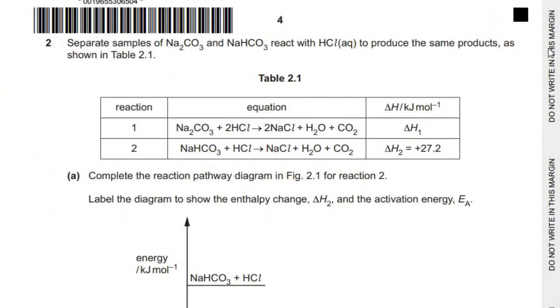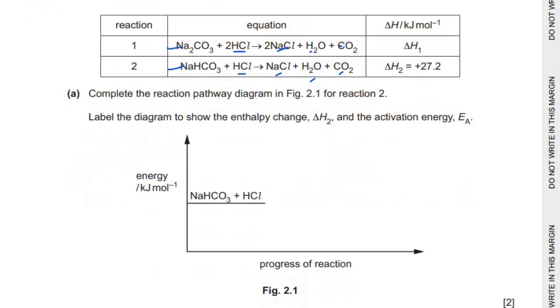Let's go ahead with question 2. Separate samples of sodium carbonate and sodium hydrogen carbonate react with hydrochloric acid to produce the same products as shown in table 2.1. So here you can see that sodium carbonate and sodium hydrogen carbonate are both reacting with hydrochloric acid to form the same products, that is sodium chloride, water and carbon dioxide, with the enthalpy change, delta H, values being different for both reactions. Now let's see what the sub questions following it are.